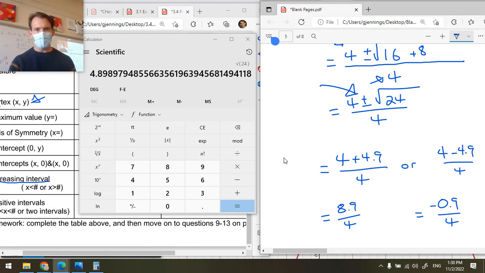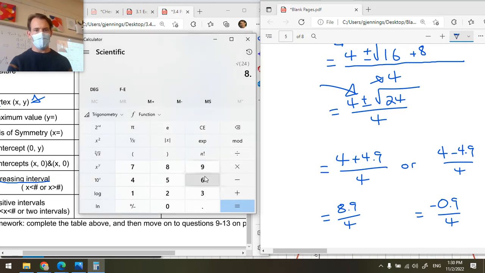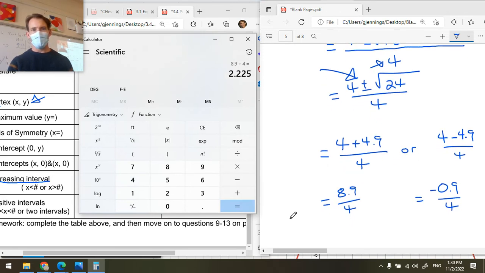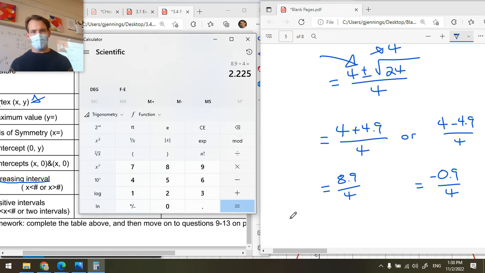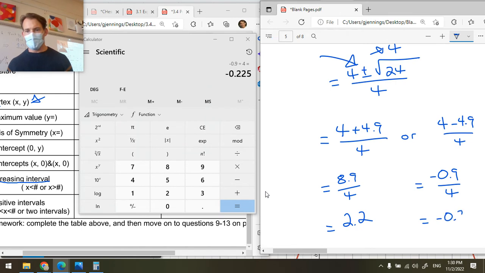If we want to find out, well, not exactly what those are, but let's get a decimal expansion of those. 8.9 divided by 4 is, as I said, a little bit more than 2 and less than 2 1/4. So that's equal to 2.2. That's fine. And then negative 0.9 divided by 4, find the decimal, is equal to negative 0.2. And that's going to be enough.